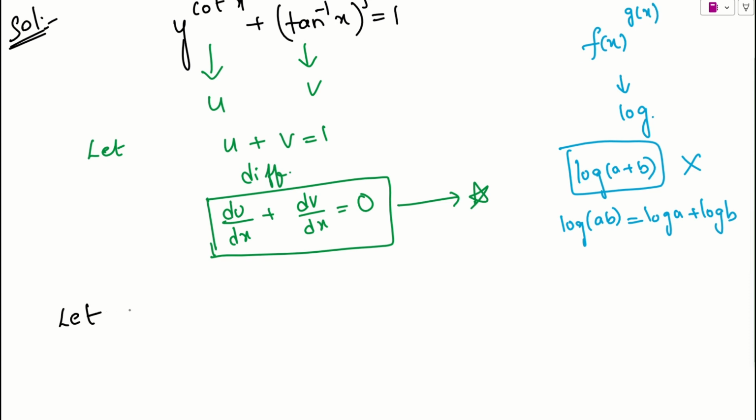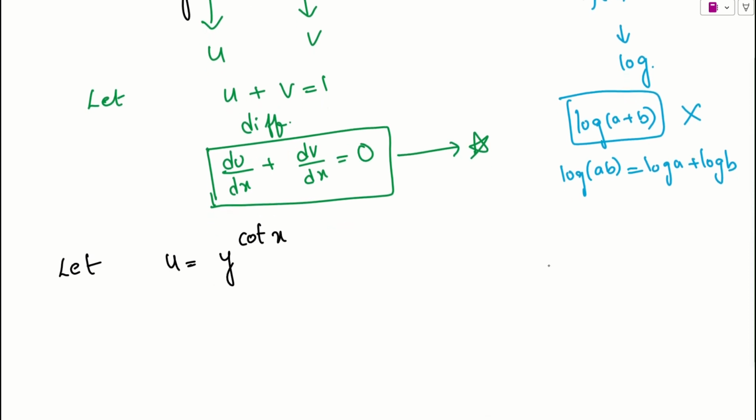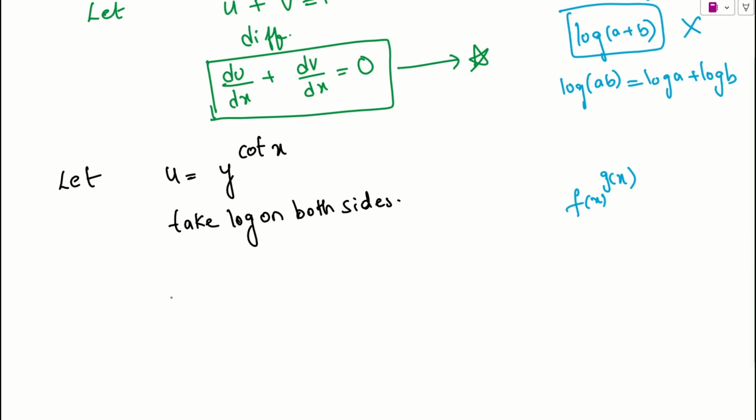What have we assumed? Let u be y raised to the power cot x. Now this is in the form of f(x)^g(x), so you can apply log on both sides, because nothing is going to be affected, and we can solve this further. Take log on both the sides. Then log u must be equal to log of y^(cot x).